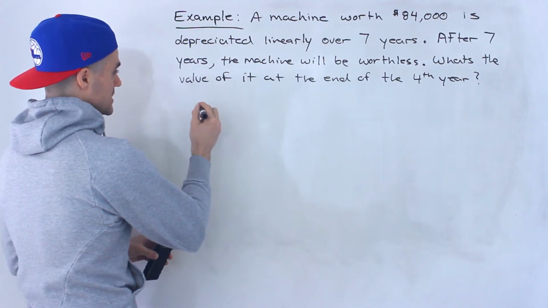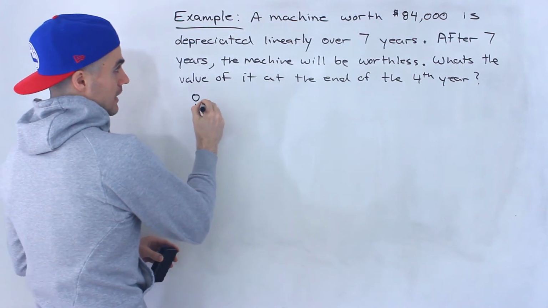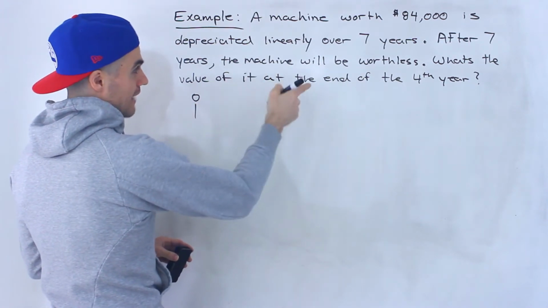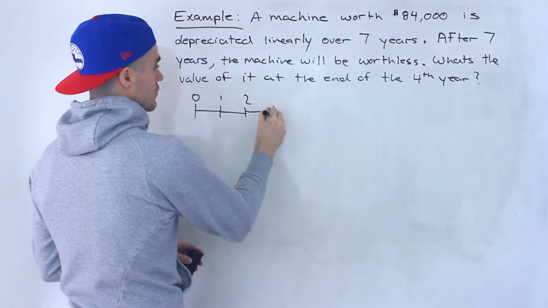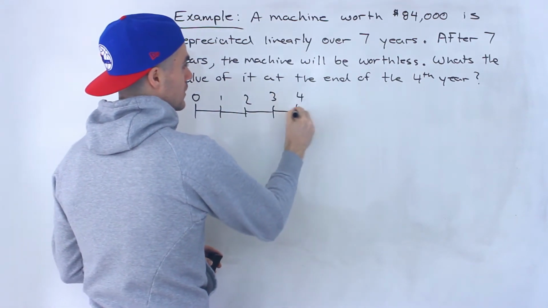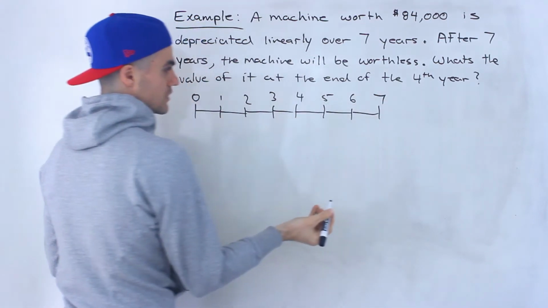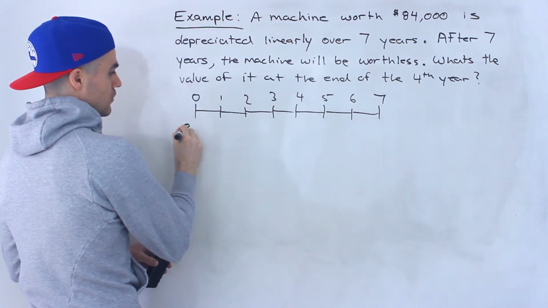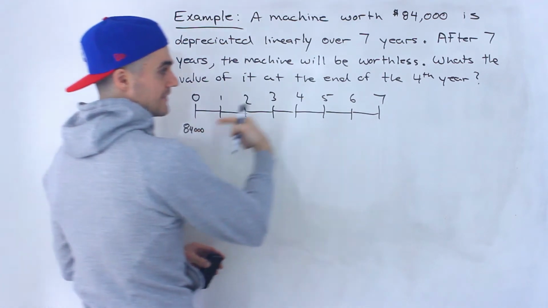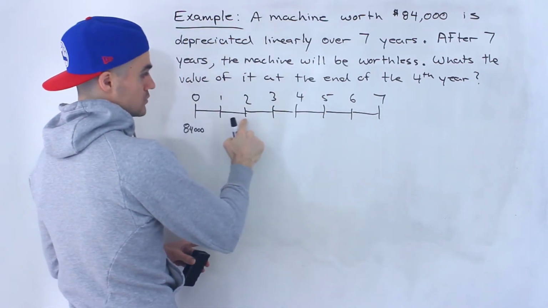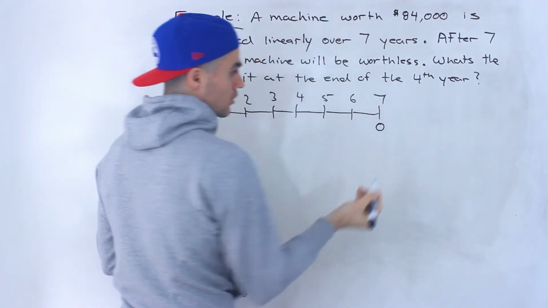So basically what's happening is we have this machine today. Let's say today is time 0. And we're going to have it for 7 years, and then after 7 years, it's going to be worthless. So 1 year passes by, 2 years, 3 years, 4 years, 5 years, 6 years, 7 years. And it's worth $84,000 today. Remember, today is time 0. And then at the end of the 7 years, at the 7th year, it's going to be worth 0.